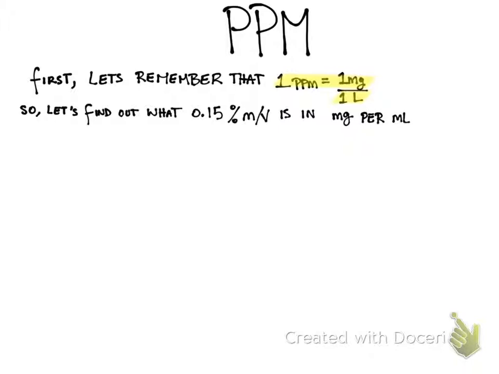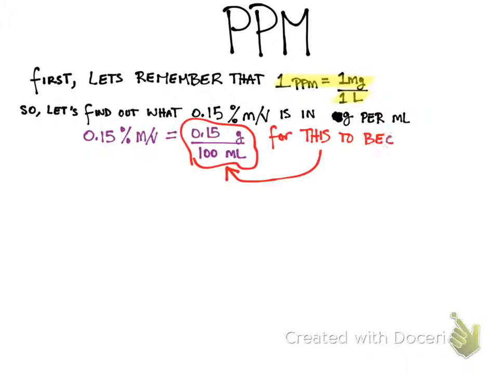So we're going to turn 0.15% into grams per milliliter, because a percent mass volume is grams per milliliter. So 0.15% mass volume is 0.15 grams out of 100 milliliters.